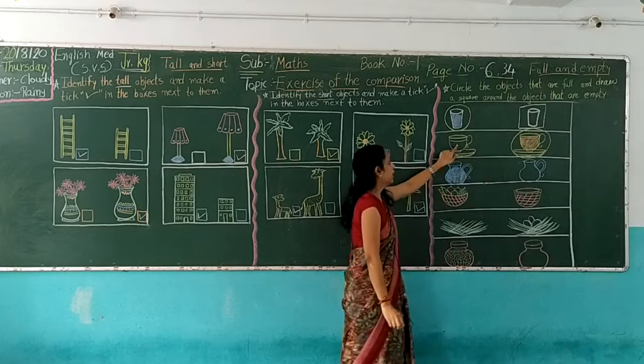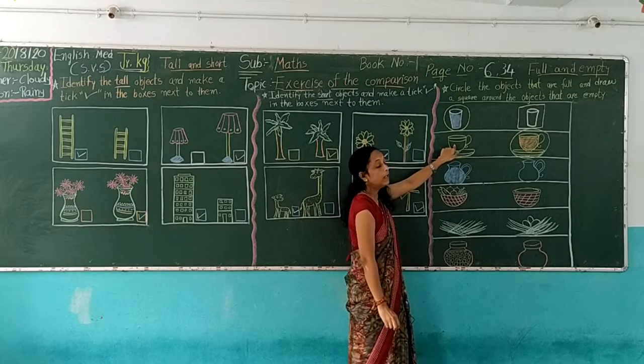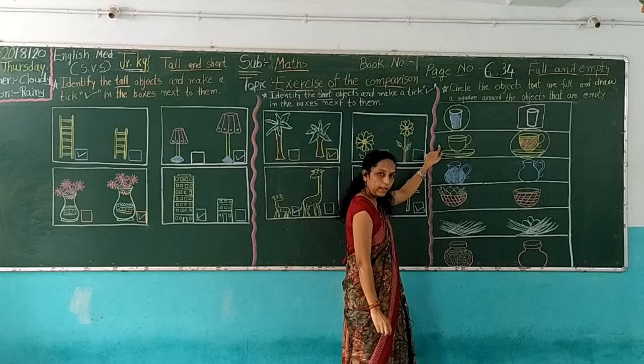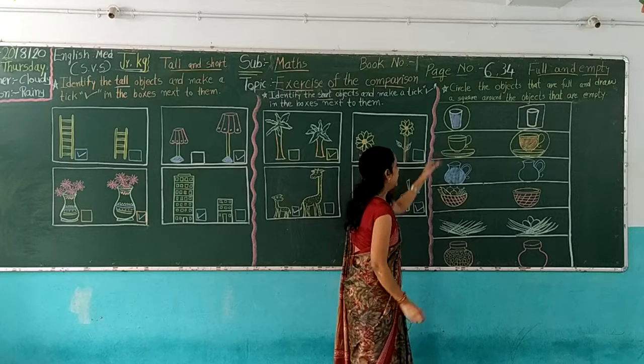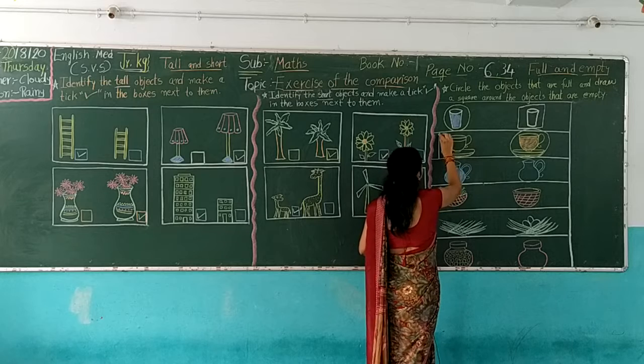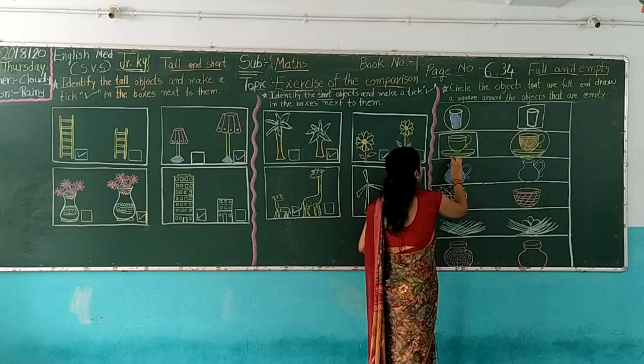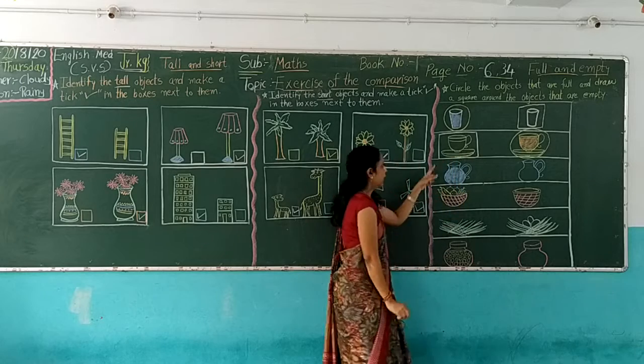And look here, ये कप खाली है ना, so इसमें आपको स्क्वायर करना है. This cup is empty. So square here. Okay. Draw the square. This cup is empty.